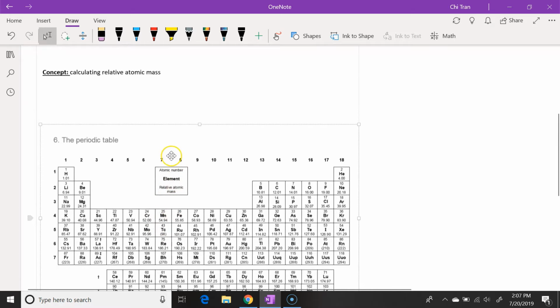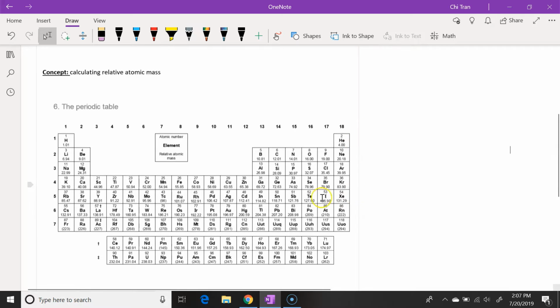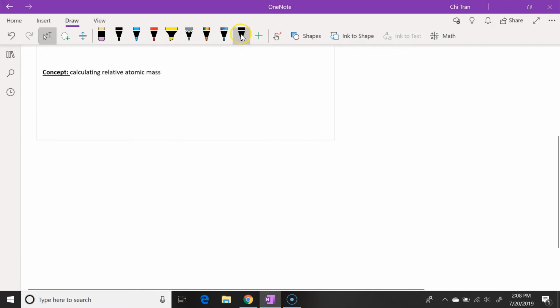If we look at a periodic table, we can see that the relative atomic mass of most of the elements are in decimal places. This is because the mass number is actually the average of naturally occurring isotopes. So let's take chlorine as an example. Chlorine naturally occurs as chlorine-35 and chlorine-37.